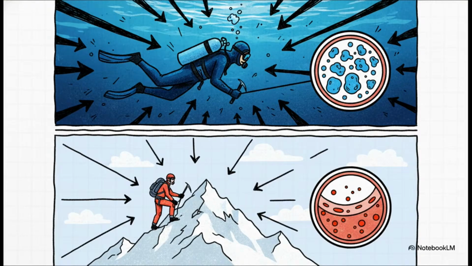That's the bends. For the climber, it's the total opposite. High up on a mountain, the air pressure is super low, so less oxygen can dissolve in their blood. This leads to a dangerous condition called anoxia. It's the same law, Henry's law, playing out in these life or death situations.